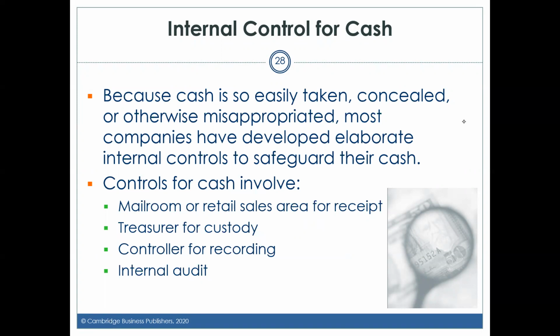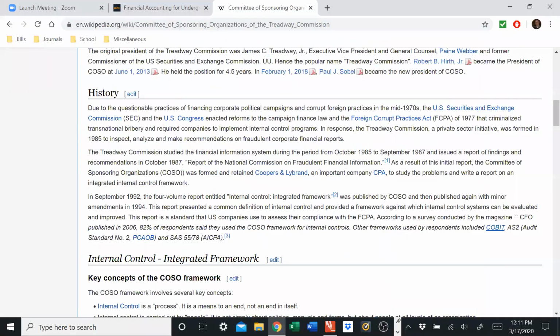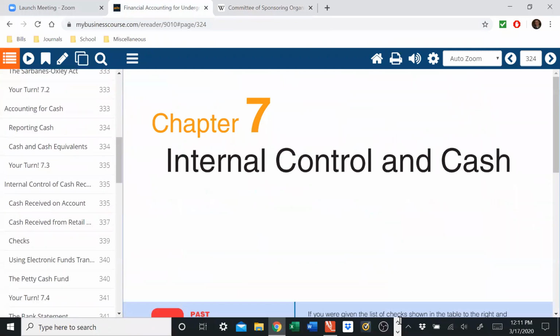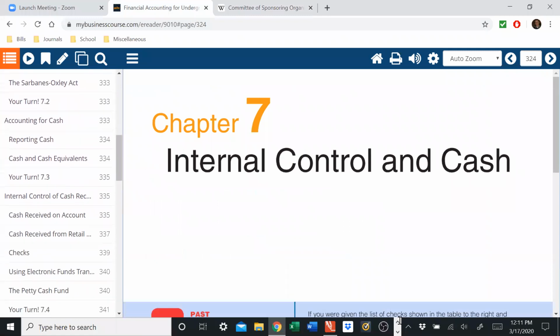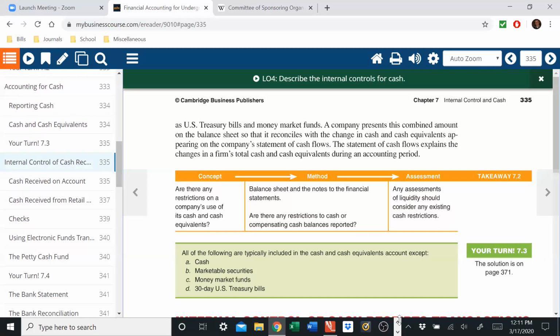So I want to go to the book now, because I believe the book does a much better job than just the PowerPoints themselves. In chapter 7, exhibit 7.1 and exhibit 7.2 are really important to understand.